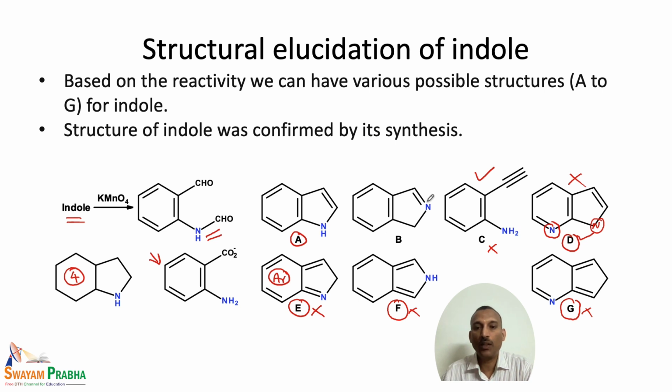So in B, the nitrogen is actually in the 2 position. If it is in the 2 position, then we cannot explain the oxidation product formation. So in other words, the structure B is also ruled out. So when we rule out all these structures, the most probable structure for indole is the structure 1.